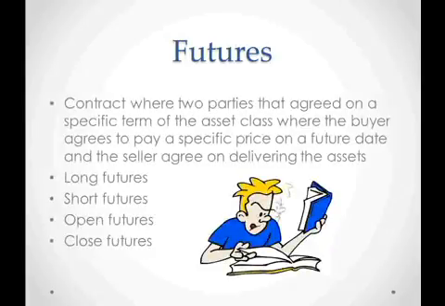Futures are contracts where two parties agree on a specific term of the asset class, where the buyer agrees to pay a specific price on a future date, and the seller agrees on delivering the assets on that date and receive the money based on the agreed price. There are different terms for futures that are called long, short, open, and close futures.